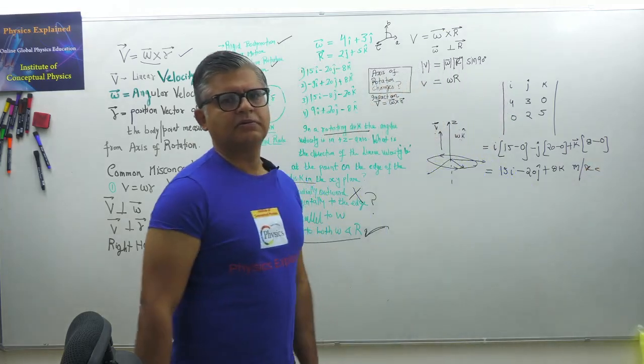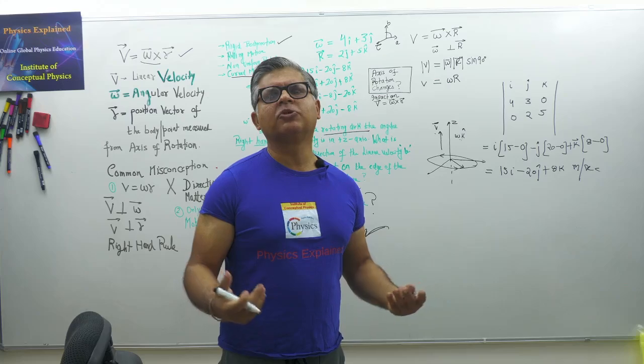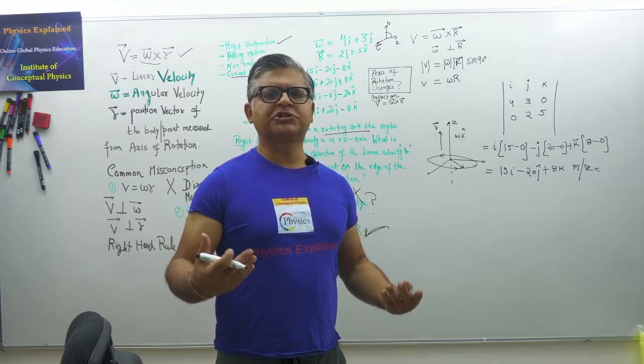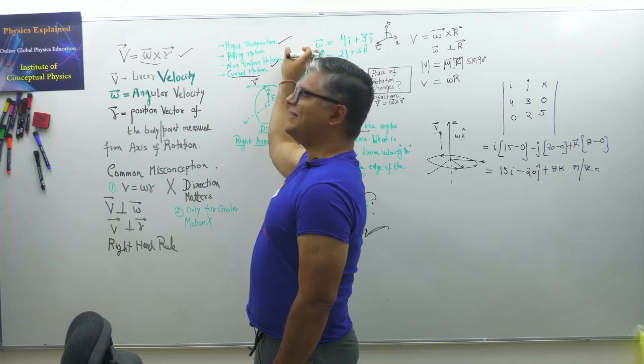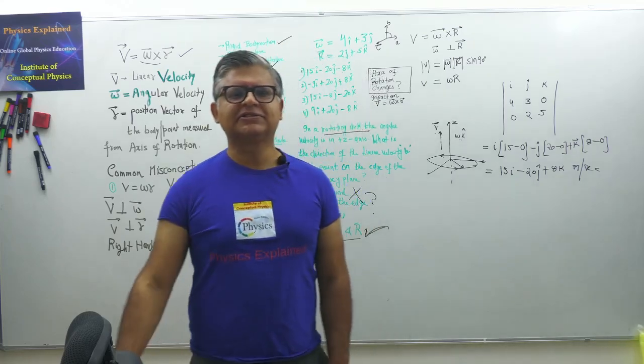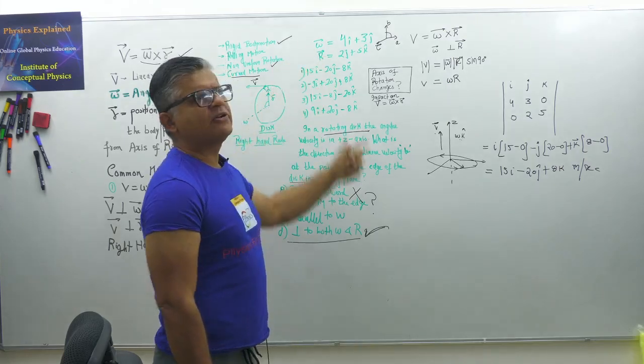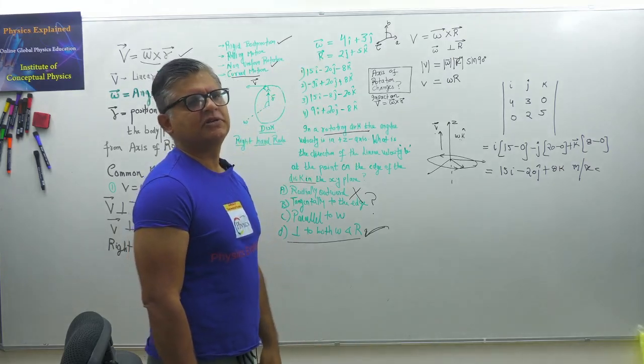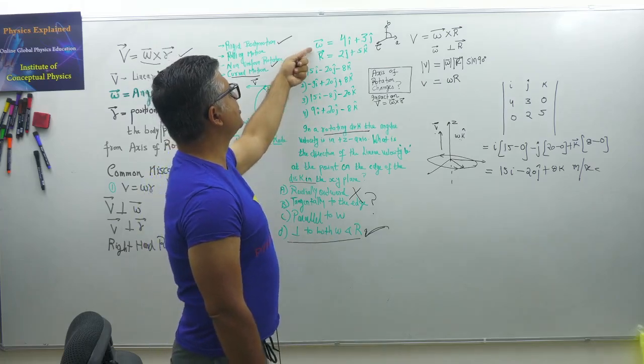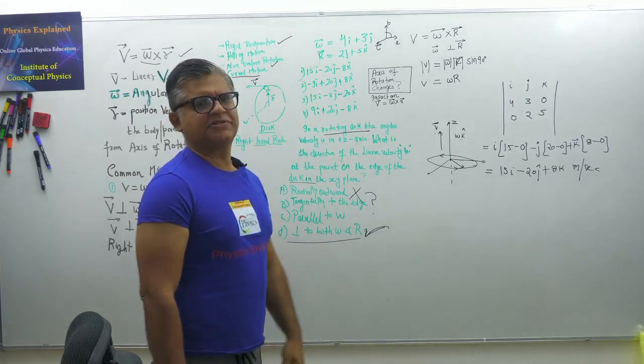Right? It was not a uniform circular motion. Some motion governed by these two vectors, and you are expected to find the instantaneous velocity of the point which shows these two vectors.